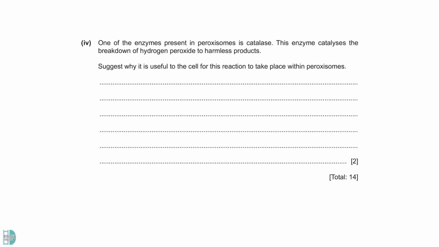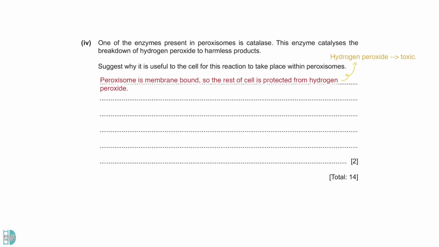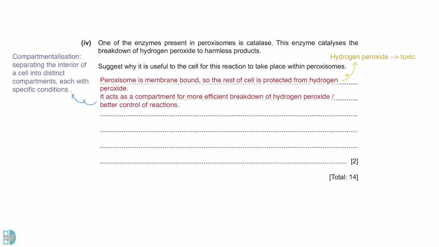C4 wants you to suggest why it is useful to the cell that the breakdown of hydrogen peroxide occurs within peroxisomes. Hydrogen peroxide can be toxic to cells. Since peroxisomes are membrane-bound, reacting inside can protect the rest of the cell from hydrogen peroxide. The process of separating the interior of a cell into distinct compartments, each with specific conditions, is called compartmentalization. Peroxisome act as a compartment specifically for this process, so it is more efficient and controlled. This is because a high concentration of catalase is contained in one location.